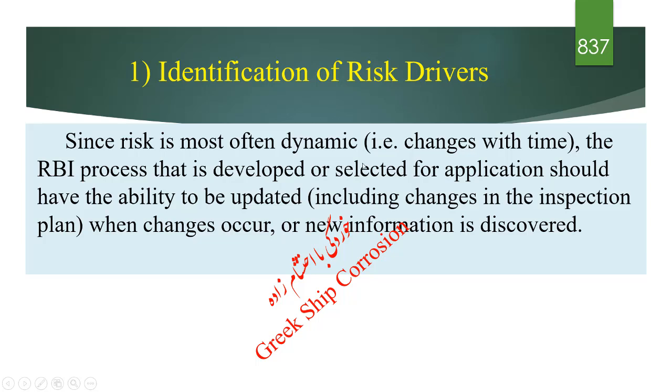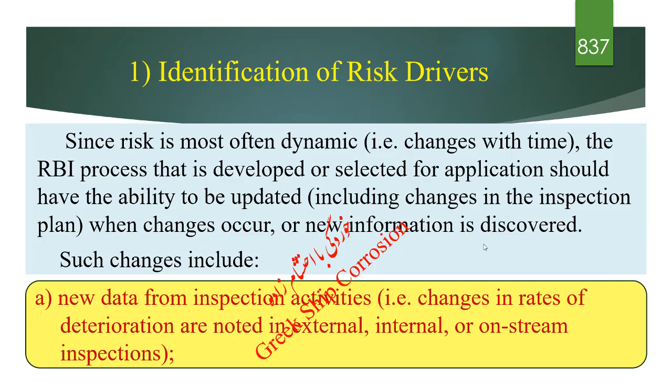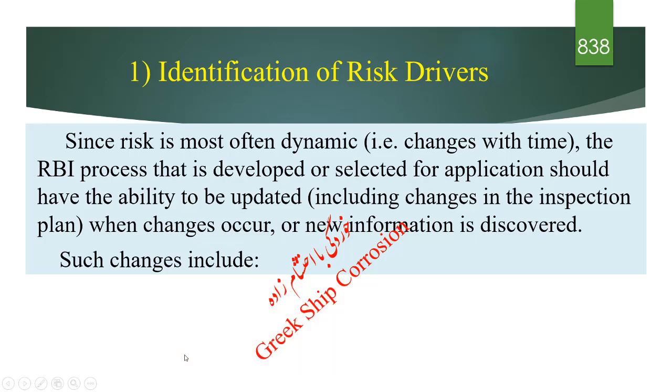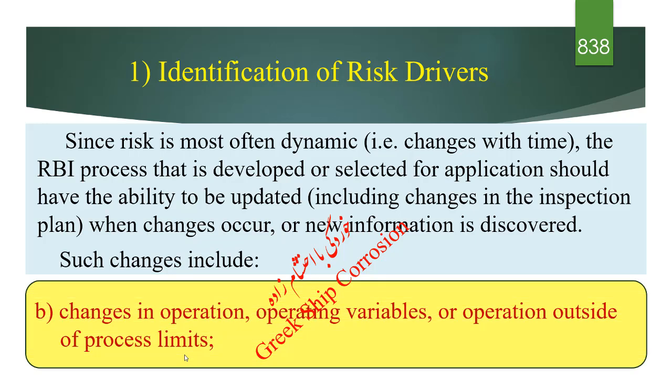Since risk is most often dynamic, that is, it changes with time, the RBI process that is developed or selected for application should have the ability to be updated, including changes in the inspection plan when changes occur or new information is discovered. Such changes include: A. New data from inspection activities, that is, changes in rates of deterioration are noted in external, internal, or on-stream inspection. B. Changes in operation, operating variables, or operation outside of process limits.